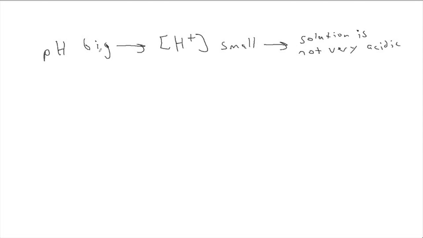So anyway, a big pH does not mean an acidic solution. It means the solution is not very acidic. And the pH tells you the acidity of the solution, not the acidity of the molecule.